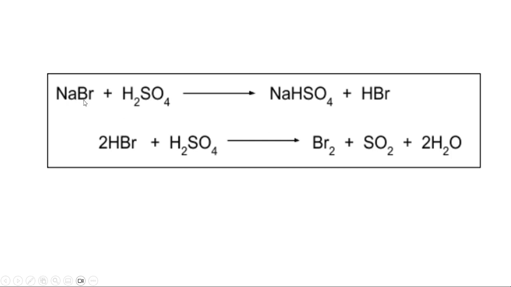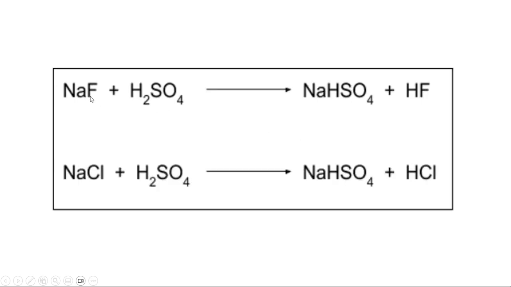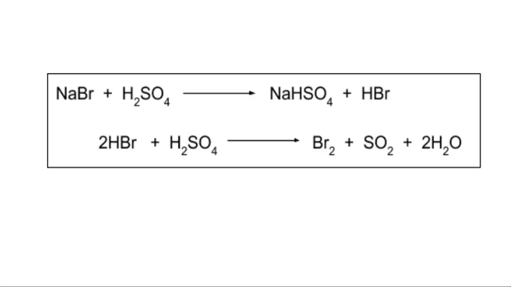Next one is for bromide ions. You can write these in a list: fluorine, chlorine, and then bromine. NaBr plus H2SO4 does the same as the other two, so you can memorize those three, they're pretty easy. Then 2HBr plus H2SO4 becomes Br2, SO2, and 2H2O.